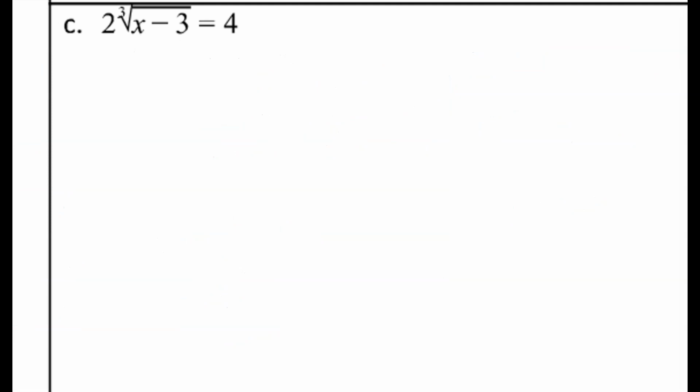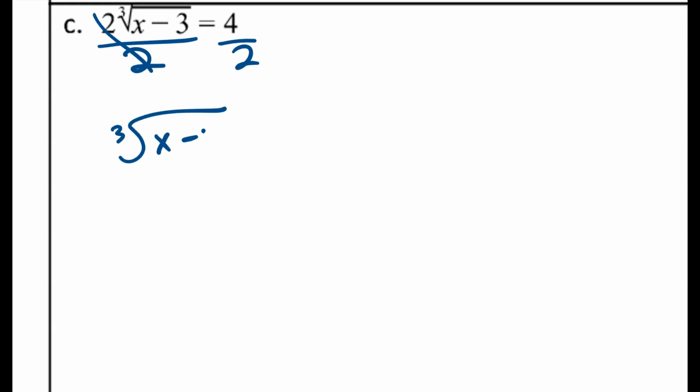Now for cube root problems, most of the same rules apply. You want to try to isolate that cube root first, so I'm going to divide out the 2 here to get the cube root of x minus 3 equals 2. And you didn't have to. You could do this step that I'm going to do here first. But I always think it's easier if I have the radical isolated.